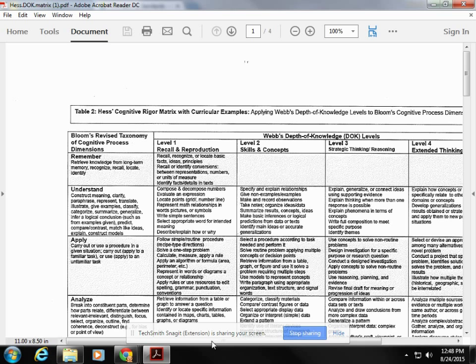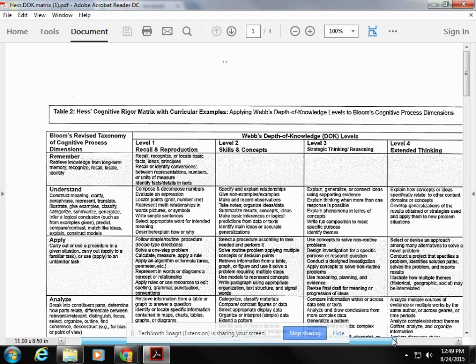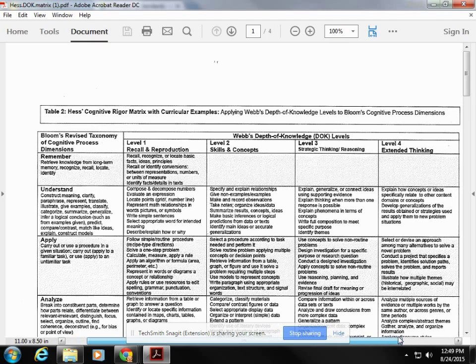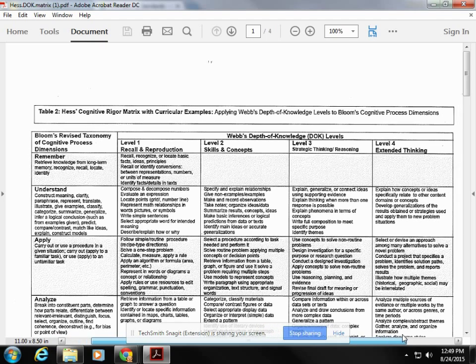Okay, so if you take a look at this matrix, it shows Bloom's taxonomy and Webb's depth of knowledge. And again, they're both about rigor, but we're going to take a closer look at this overview. This matrix is based upon work by Karen K. Hess, who is from the National Center for Assessment. She has created an overview of cognitive rigor in standards, curriculum, and assessments. Her work is used with a lot of states as well.